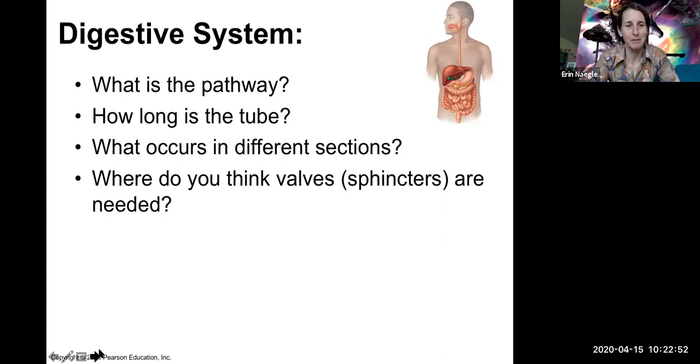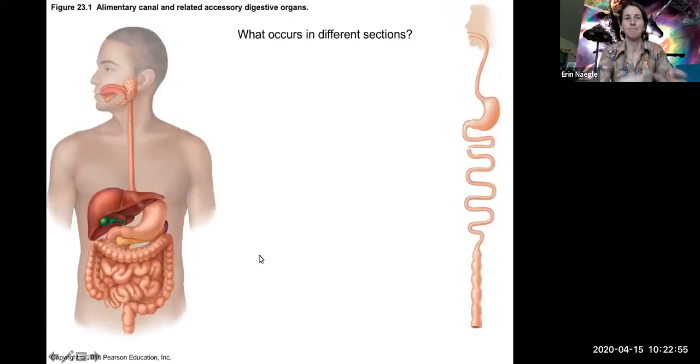Let's work our way through this pathway and what occurs in different sections. If we look at our tube, it starts with the mouth, and then we've got part of our accessory glands, these salivary glands. I feel those when you eat something sour. But first we've got the esophagus. Esophagus goes down to the stomach, right?